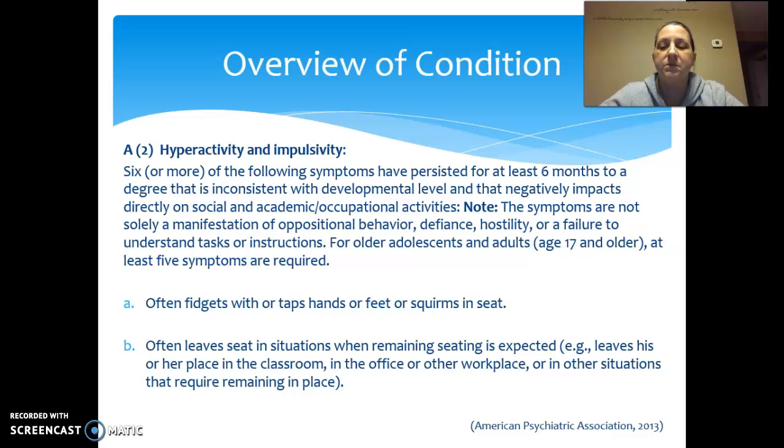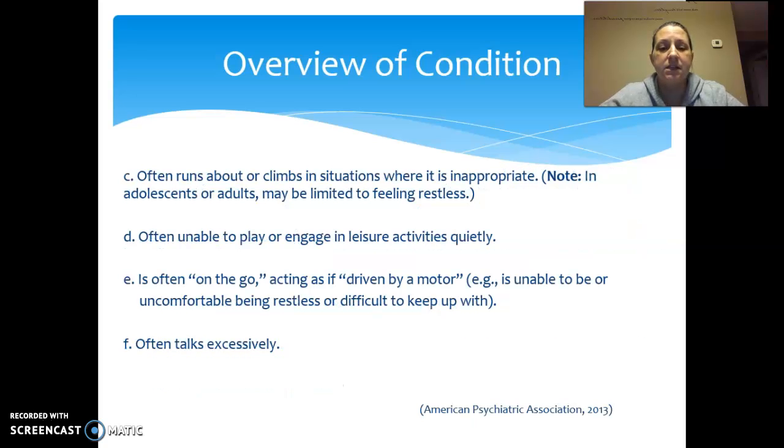The symptoms are: A, often fidgets or taps hands or feet or squirms in seat. B, often leaves their seat in situations when remaining seated is expected. C, often runs about or climbs in situations where it is inappropriate. D, often unable to play or engage in leisure activities quietly. E, is often on the go, acting as if driven by a motor.